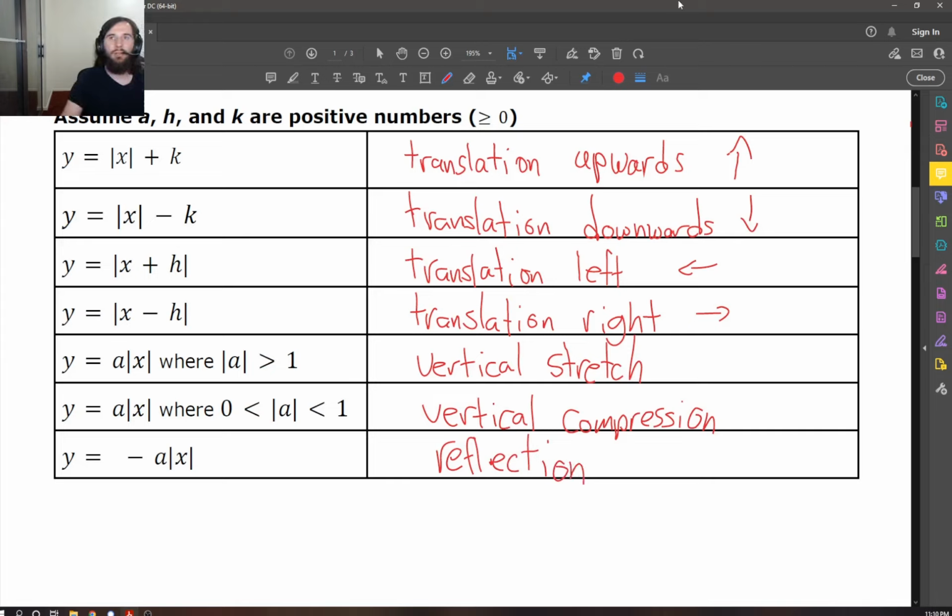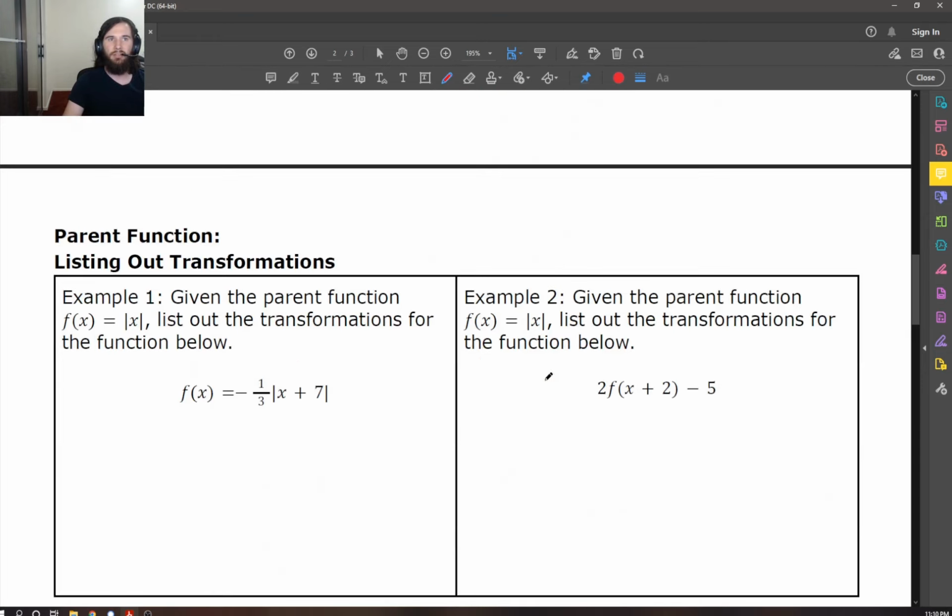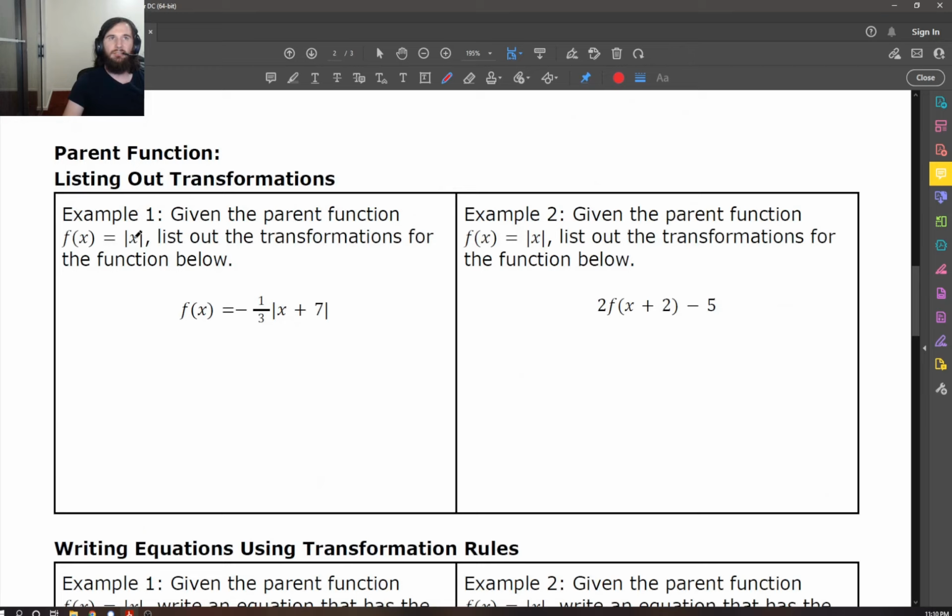All right, so let's try some practice with this. This is the type of thing that you'll see on the test. It says, given the parent function, f of x equals absolute value of x, list out the transformations. So this says negative 1/3 of the absolute value of x plus 7. So let's start one thing at a time. What does the negative do? If you were paying attention, you should know that the negative is going to cause it to flip. So it's going to flip upside down.